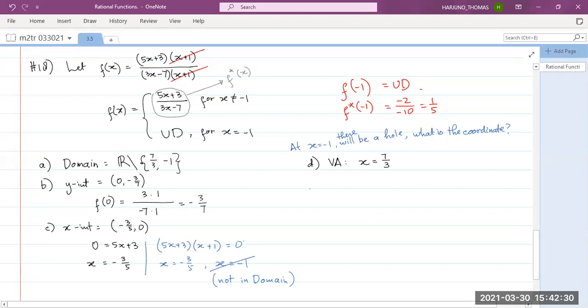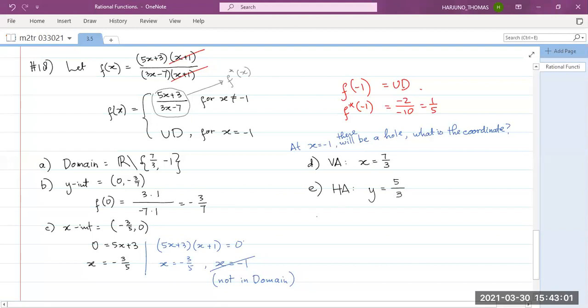How about the horizontal asymptote? Do we have a horizontal asymptote? Both of them are degree 2, right? After we simplify, it becomes degree 1 for the top and the bottom. So the horizontal asymptote will be y equals the leading coefficient over the leading coefficient. Because we have a horizontal asymptote, there won't be any oblique asymptote.